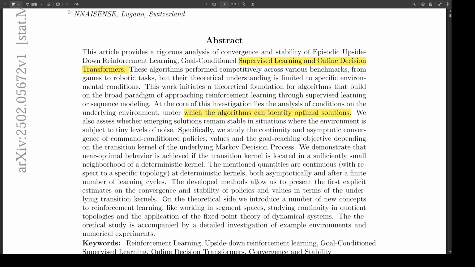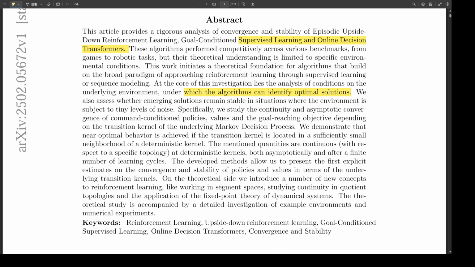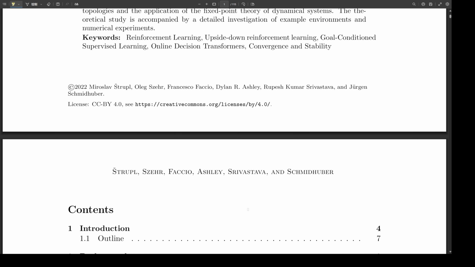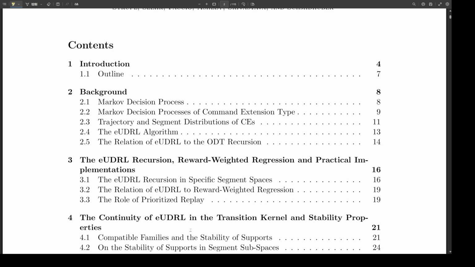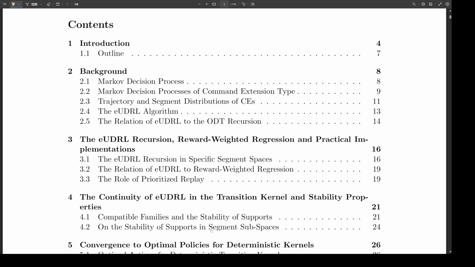Okay, so let's set the stage here a little bit. Our listeners are smart, they're engaged, they probably follow AI and RL to some extent, but let's break down what makes this paper and the algorithms it analyzes so special. You've probably seen the headlines about these algorithms, things like UDRL, GCSL, and ODT. They're kind of rock stars in the RL world right now, right? Exactly. They're achieving some truly remarkable results in really complex scenarios.